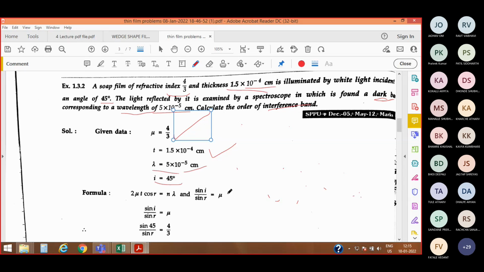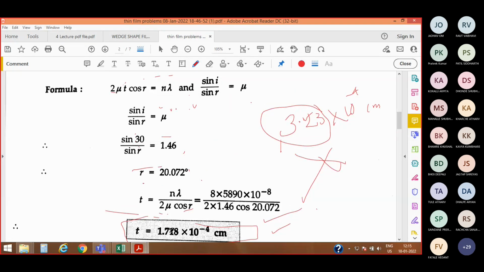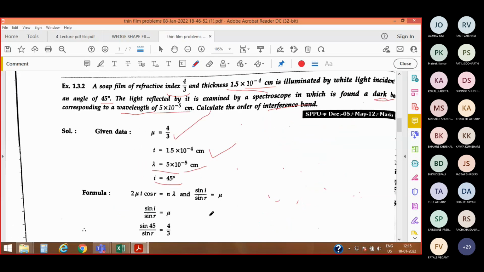देन सर फर्स्ट क्वेश्चन का आंसर क्या था? फर्स्ट क्वेश्चन का 1.718 into 10 to power minus 4 सेंटीमीटर. अब इसका फाइंड आउट करो क्या आता है बताओ. पहले तो आपको r की वैल्यू फाइंड आउट करनी पड़ेगी. टेक दिस इज योर इक्वेशन. सिंस इज डार्क बैंड द इक्वेशन इज 2 mu t cos r. r की वैल्यू आपको दी नहीं है बट i की दी है. देन यू नीड टू फाइंड आउट द वैल्यू ऑफ r हियर. देन यू विल गेट दिस वन.